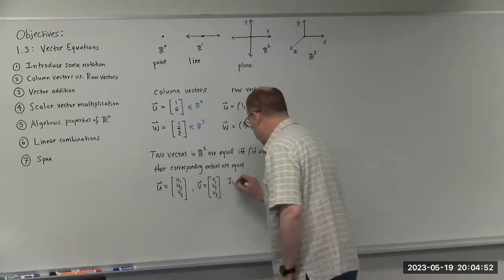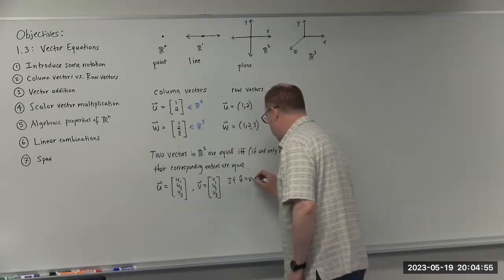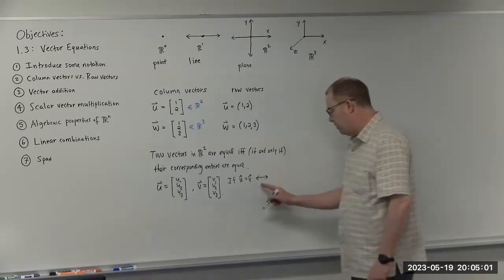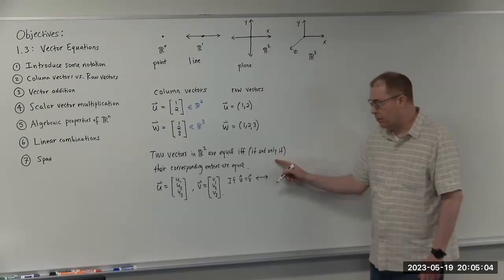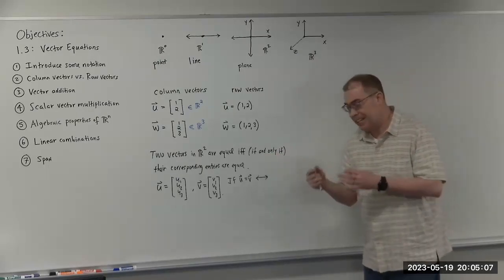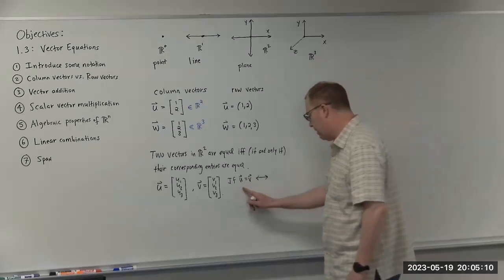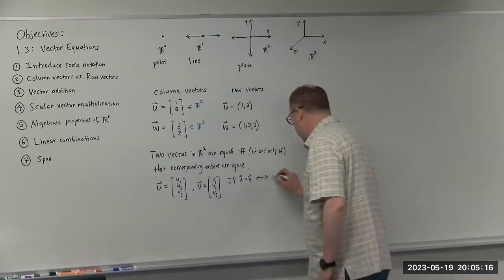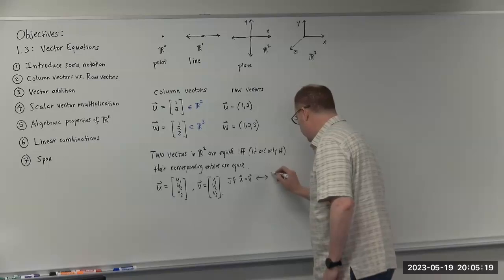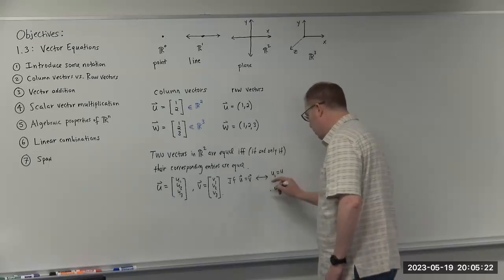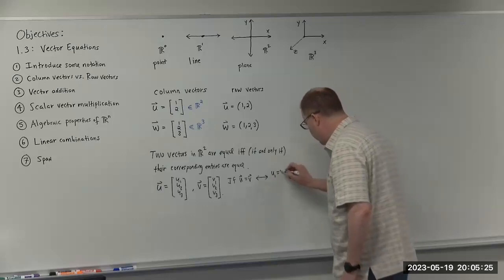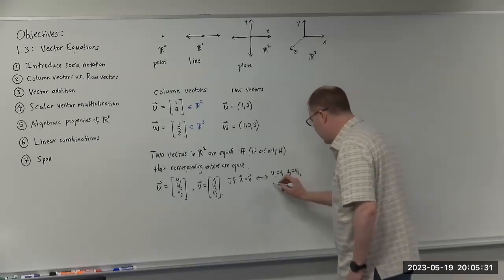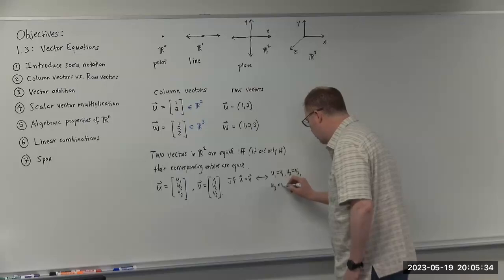So if these two are equal, then, this is the symbol for if and only if, which means that you have a double implication here. So it works both ways. If this is the case, then this implies that we have u1 equals v1, u2 is equal to v2, and u3 is equal to v3.